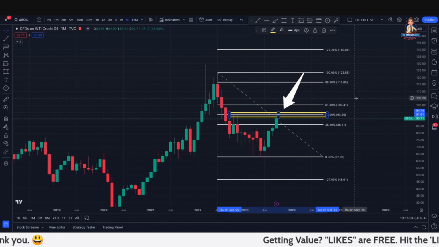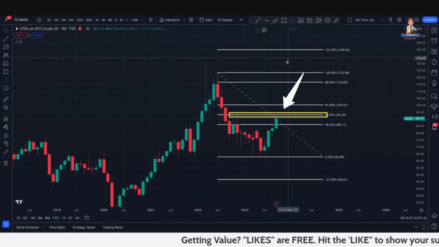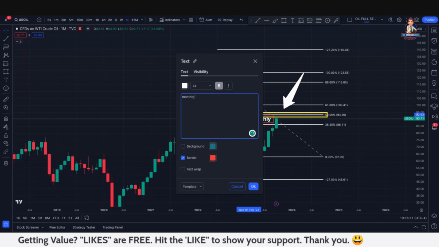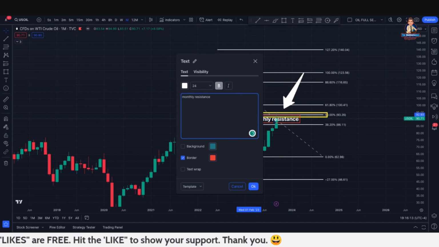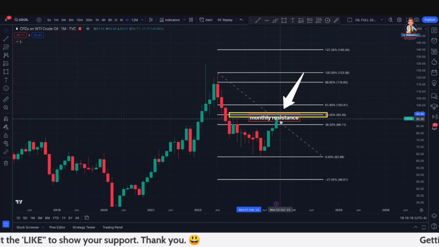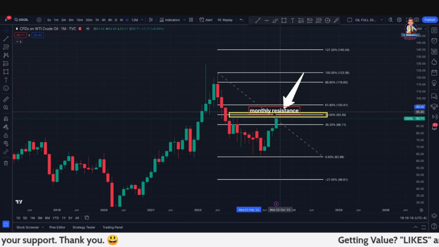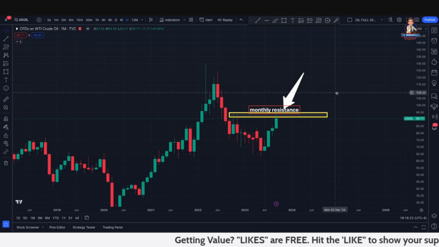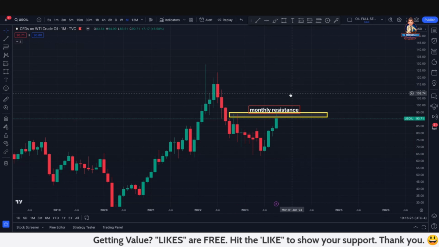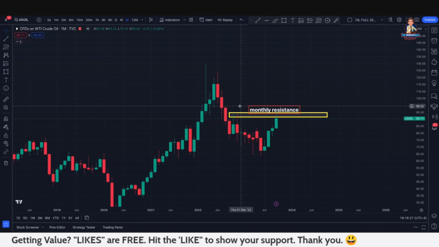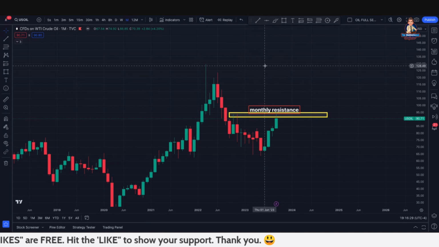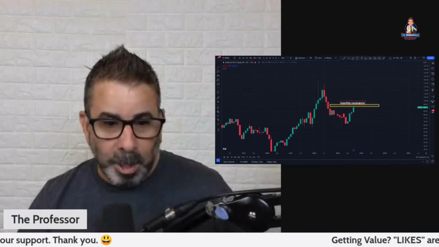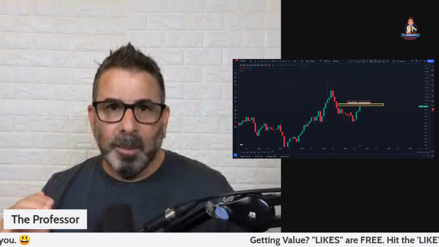Then I want to grab a text box and put in here, monthly resistance. I'm just going to drop that right in here because I am going to be removing these fib levels for now on the monthly. So we know now that on the monthly, we are going to establish this resistance because we have not been able to close. And so what we want to do is develop a game plan.